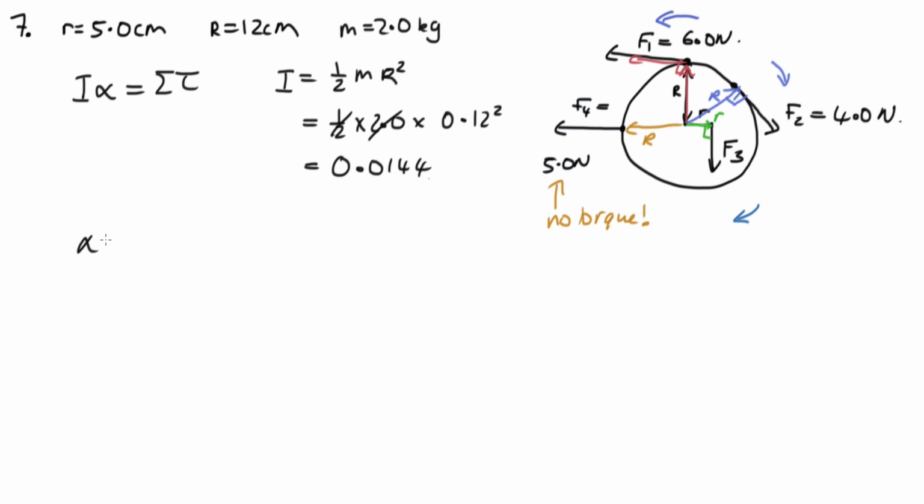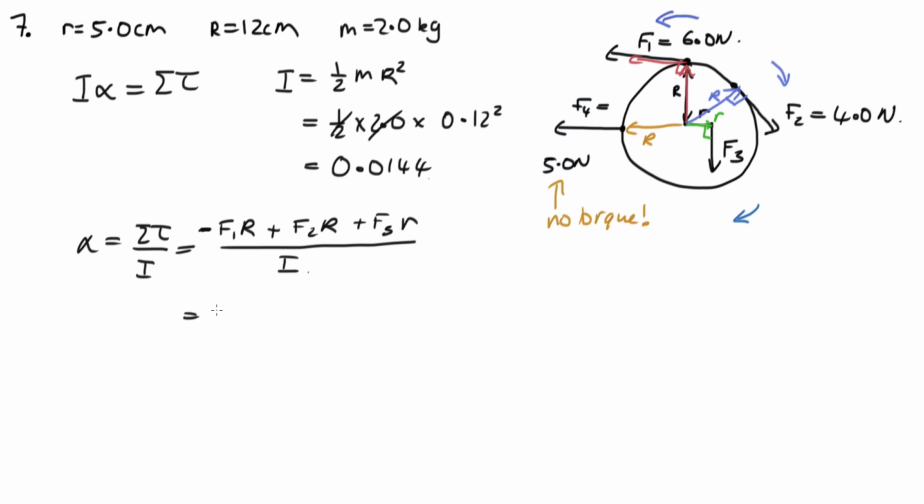Okay, so alpha is equal to the sum of the torques over I. Let's do the sum of the torques. So this is going to be force 1 times the radius, because that's the point at which this one's acting. Now let's take the counterclockwise torques as negative and the clockwise ones as positive. So we'll put that one as negative. Now this second torque is going to be equal to F2 R, and then we've got this third torque, which is F3 r, and then we ignore this one because it's 0, divided by I.